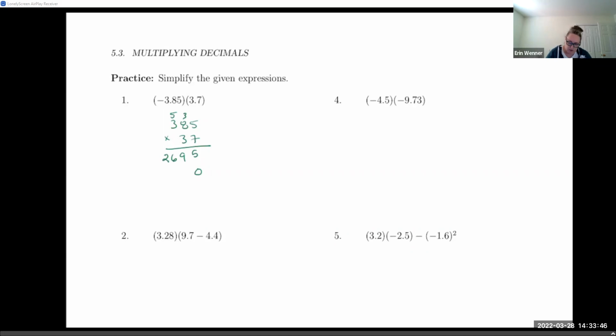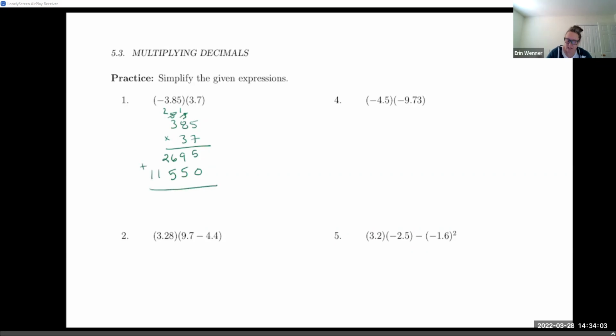So 3 times 5 is 15. We'll cross that 3 out and we'll add a 1. 3 times 8 is 24. Plus 1 is 25. Cross this 5 out and now put a 2. 3 times 3 is 9. And 9 plus 2 is 11.